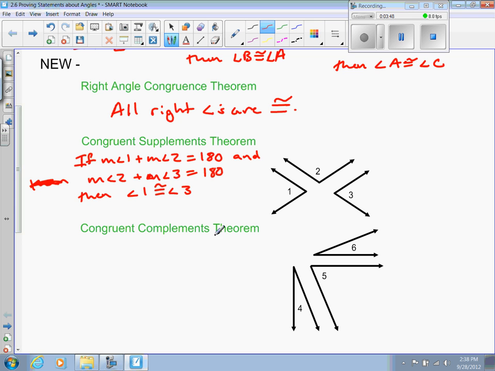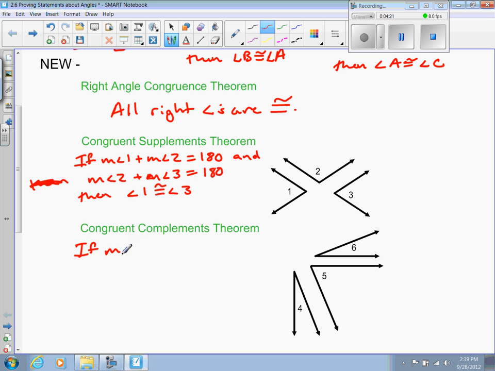The next one, the congruent complements theorem. A complement, remember, is something that makes, if I have angle 4 here, angle 4 and angle 5 make 90 degrees. Angle 6 and angle 5 make a 90-degree angle. So angle 5 is the complement to angle 4. Angle 5 is the complement to angle 6. So what does that say about angle 4 and 6? They must be congruent.